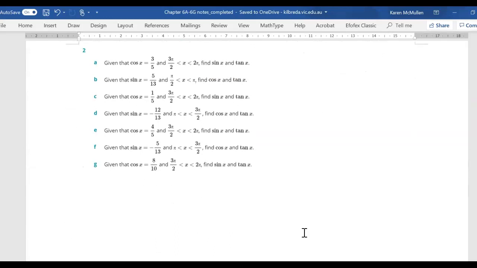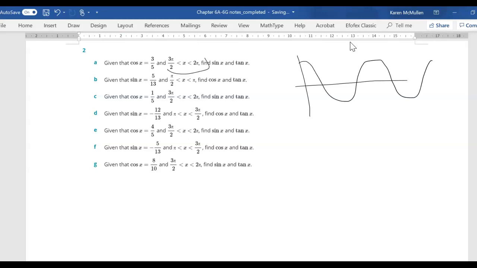So in question 2, we've got now a range. So remember with cosine and sine graphs, they're infinite. So they keep going on forever. So if I was just going to draw a cosine graph, it goes like this and it keeps going. What this is just saying is we are restricting the domain. So we're going from 3 pi on 2 to 2 pi, which is the same as 270 to 360 if we were working in degrees. So we're only looking at a certain quadrant for each one, all right? So it's important to look at the domain.